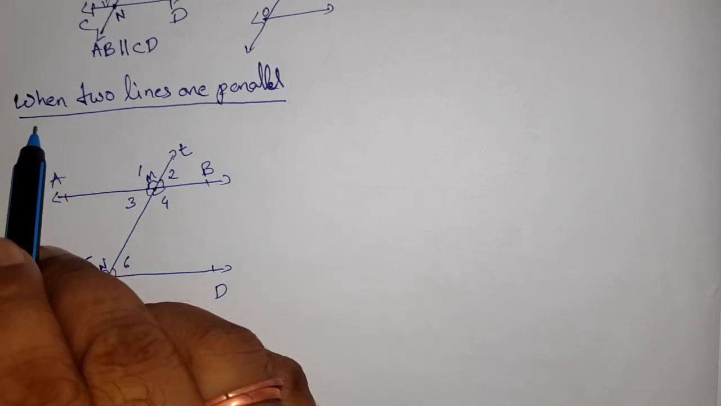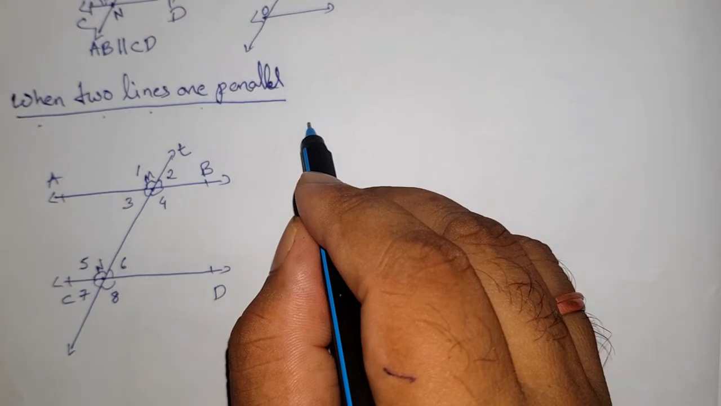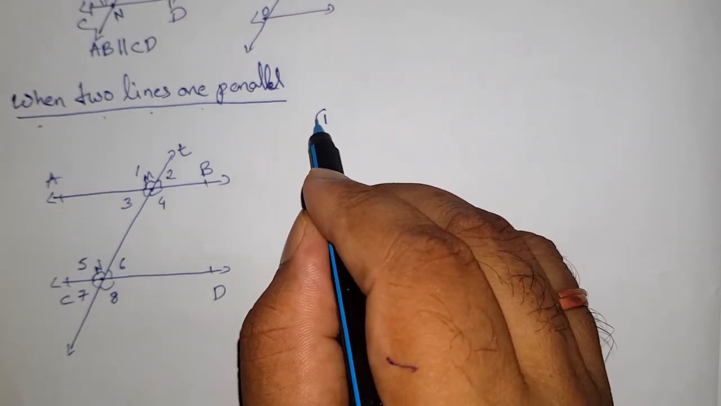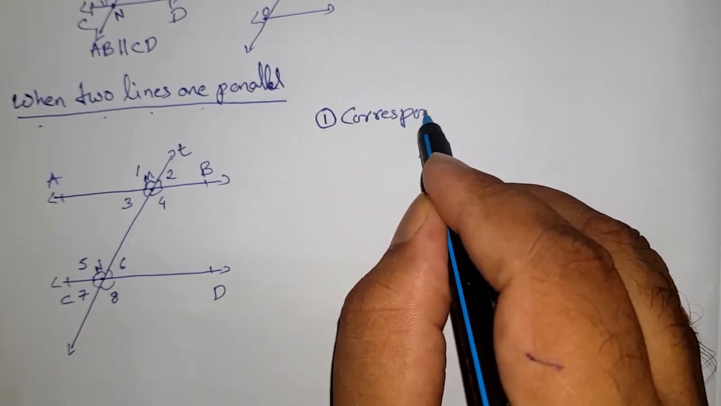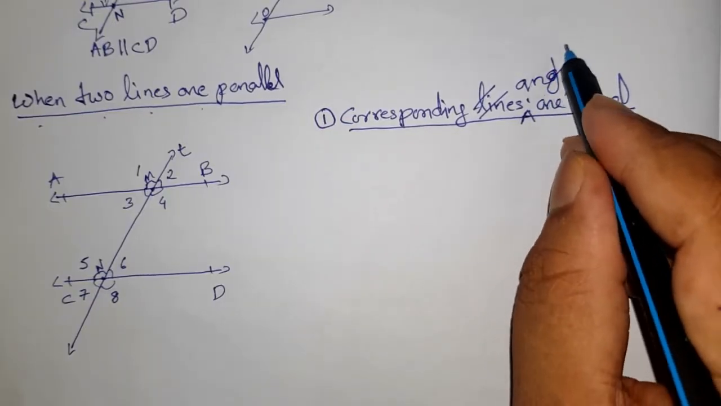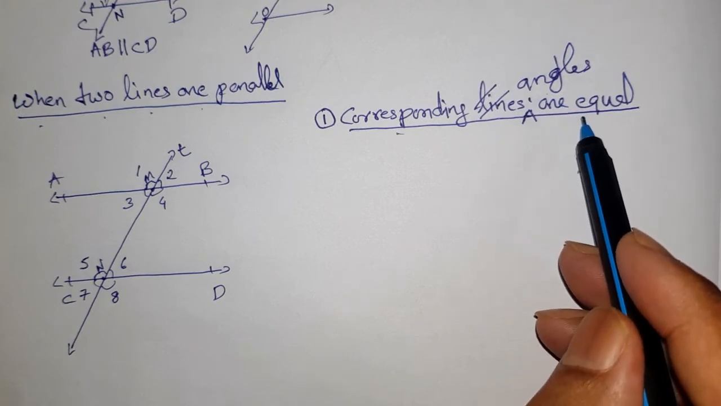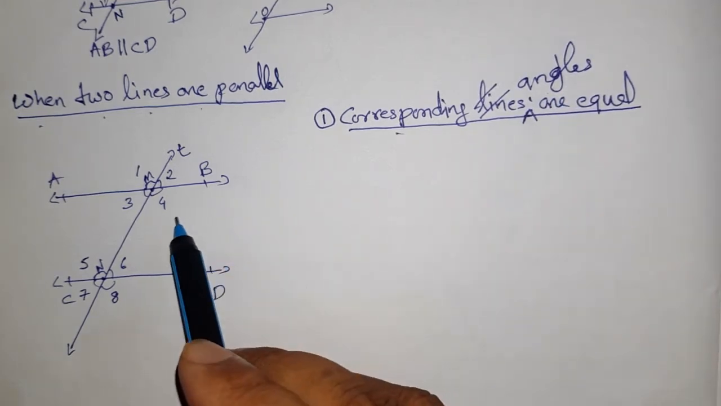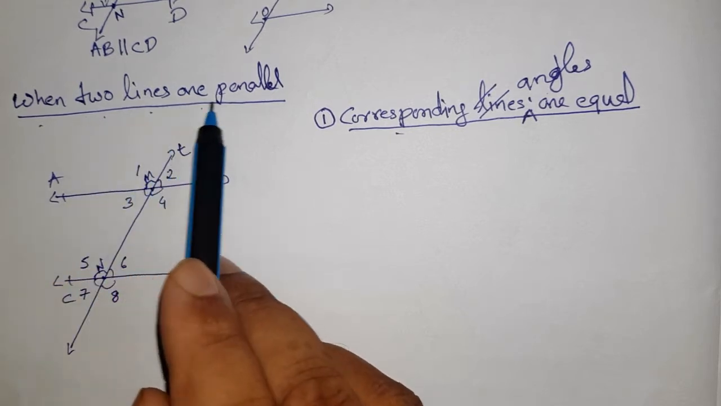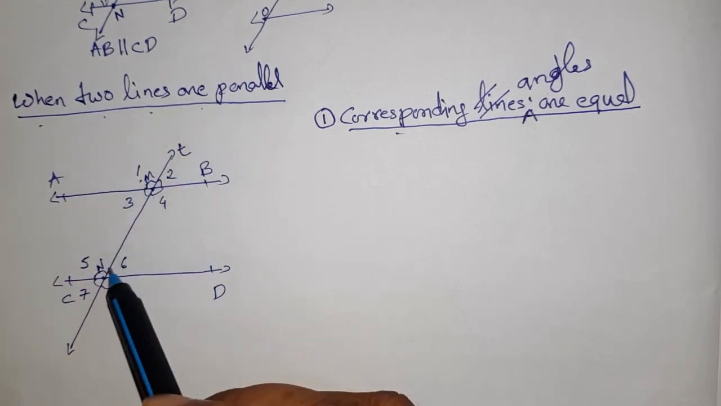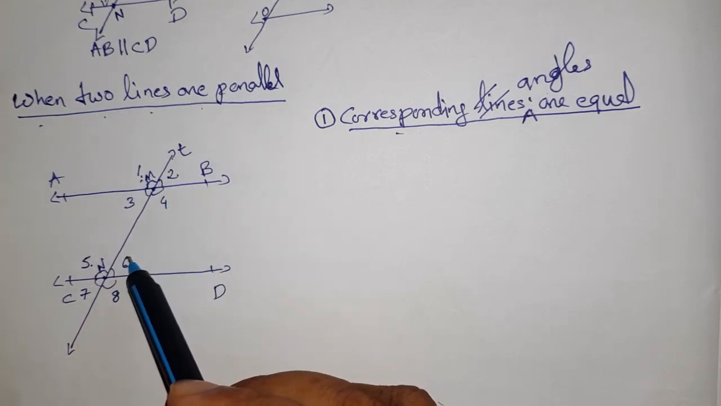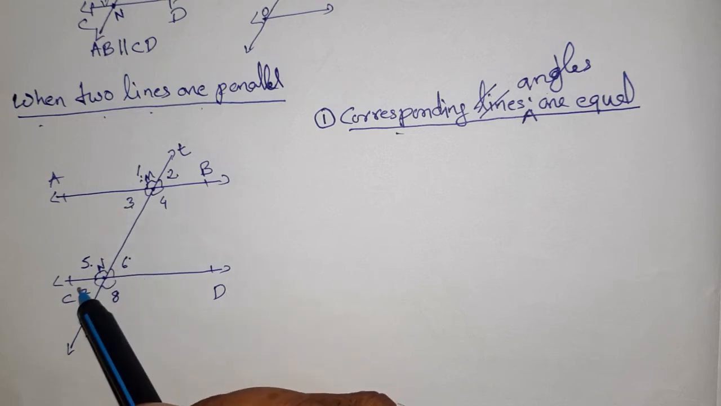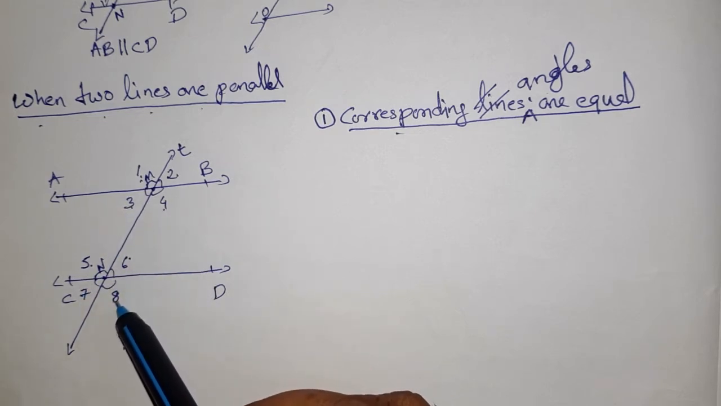So you can see here when two lines are parallel, there are some conditions that should be fulfilled. Okay. First one is corresponding angles. Corresponding angles are equal. So whenever corresponding angles are equal, we can tell that two lines are parallel. Now in this figure you see which are the corresponding angles. Angle 1 and angle 5, angle 2 and angle 6. Correct? Again, angle 3 and angle 7, angle 4 and angle 8.